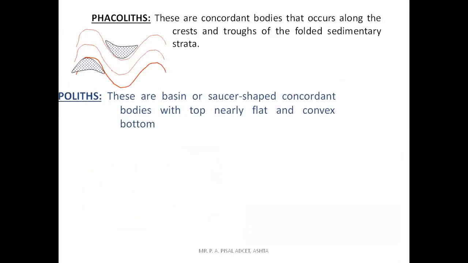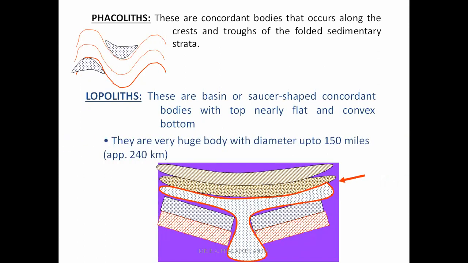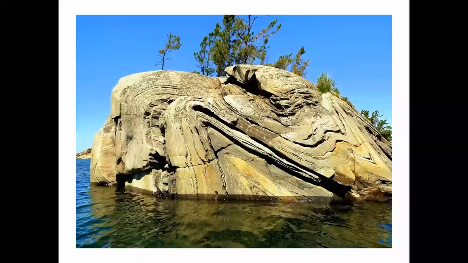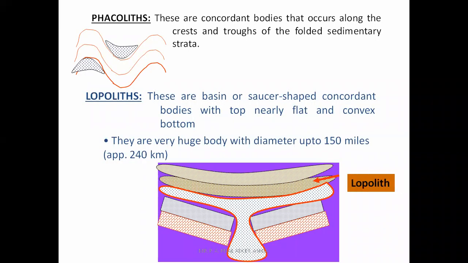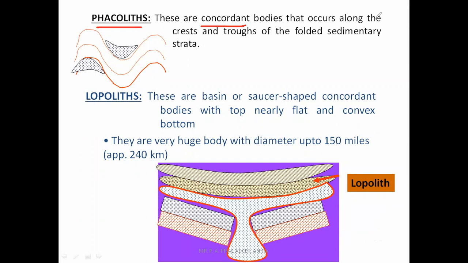Another is the phacolith. Okay, phacolith, lopolith. First we will discuss the phacolith. Now, what is the meaning of phacolith? Phacolith means these are concordant bodies. Concordant means which remain parallel to the original rock, that occur along the crests and troughs of the folded sedimentary strata.